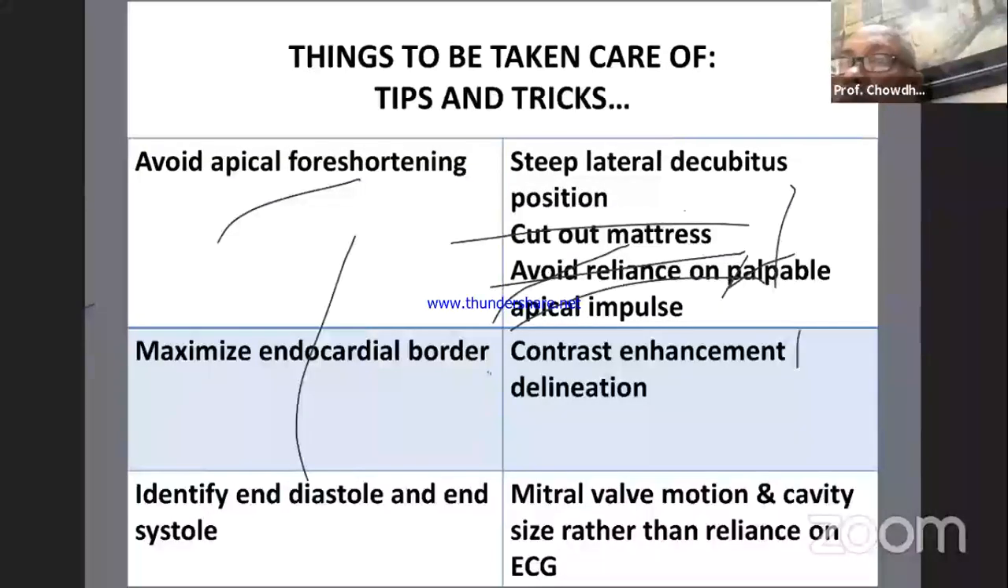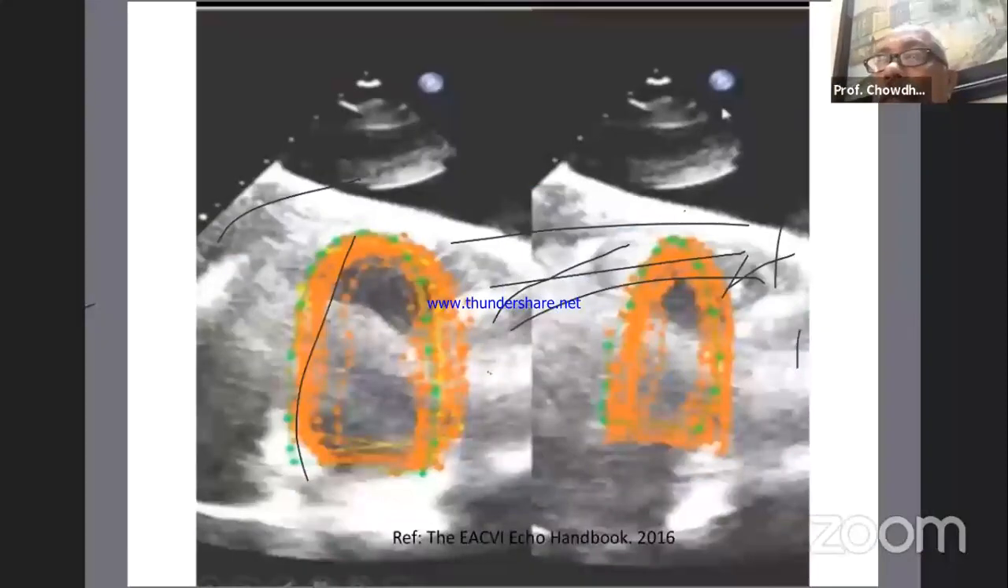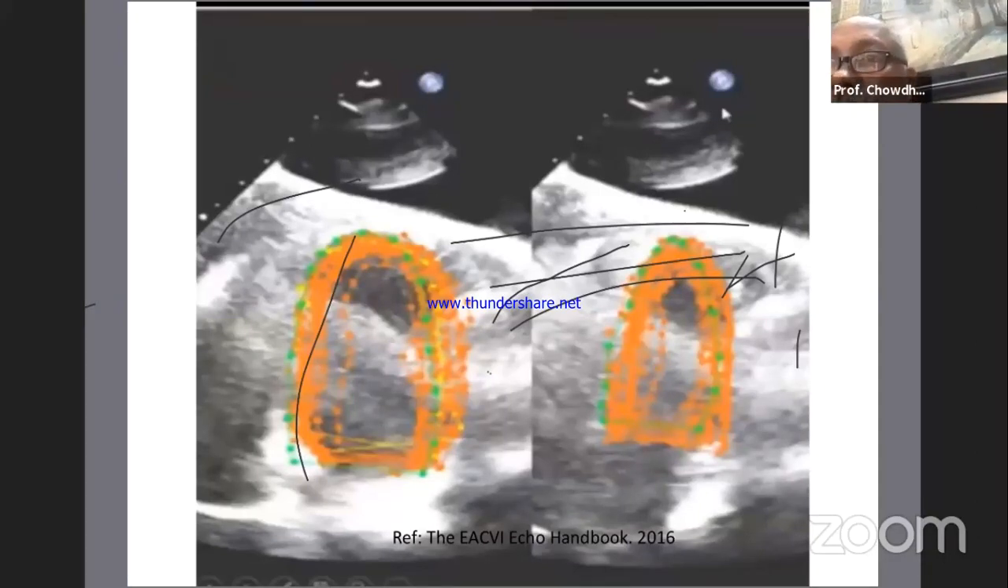And to delineate the endocardial border, the first thing is to adjust the machine, as I said: the depth, the transducer, the gain control and the frame rate. These are the four things. If we still cannot identify the endocardial border, then the solution is contrast enhancement, which we are not doing here in Bangladesh. This is one of the pictures. The green picture is actually showing the accurate delineation of the inner border.